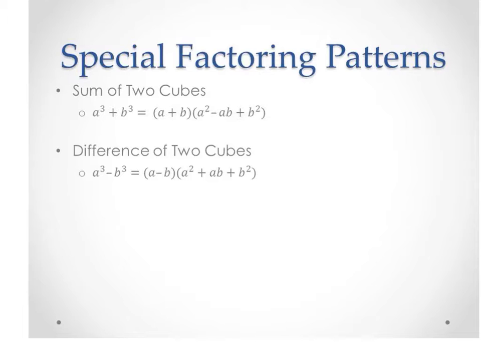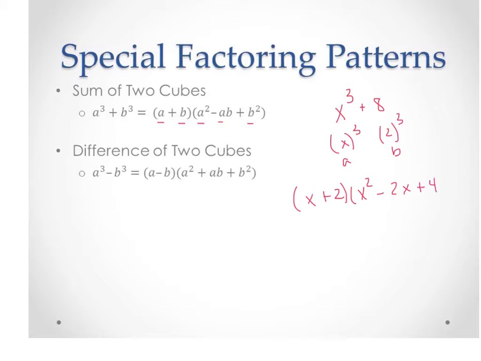In addition to those other factorings, we also have some special patterns. We have the sum of two cubes and the difference of two cubes. Sum of two cubes might look like x cubed plus 8. You're just going to need to figure out, okay, this is x that's being cubed, this is 2 that's being cubed. So there's your a and your b, and you're going to put them in wherever you see a's and b's. So that would factor into x plus 2 times x squared minus 2x plus 4.